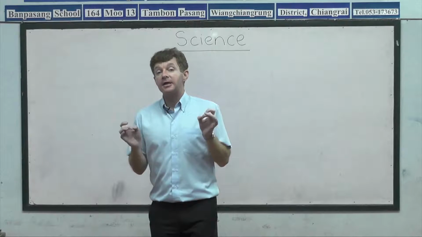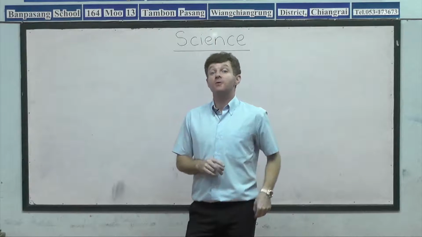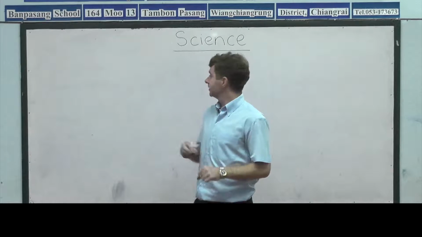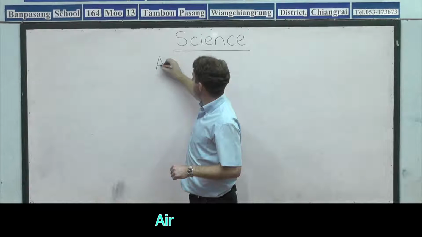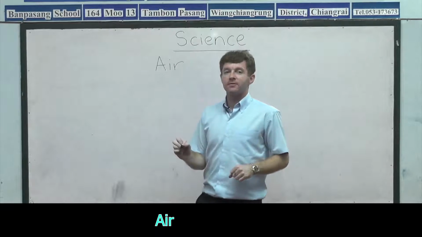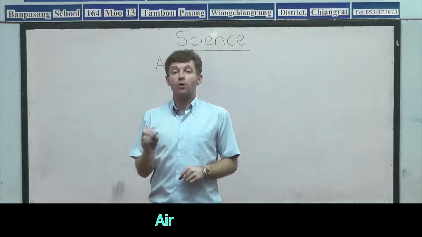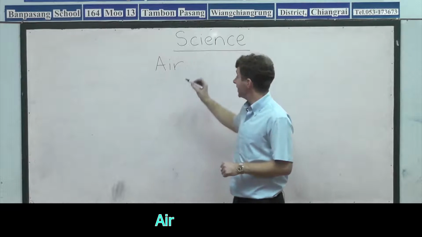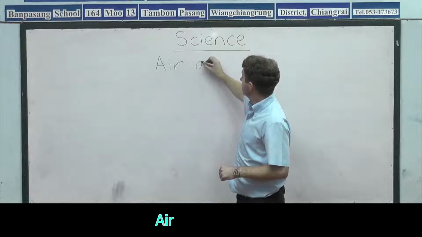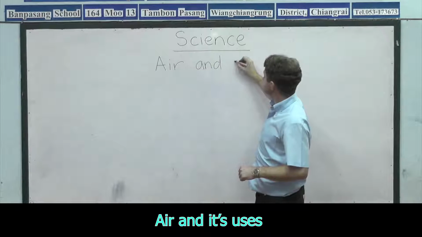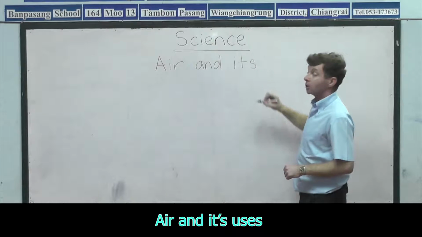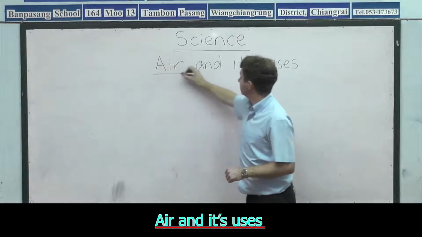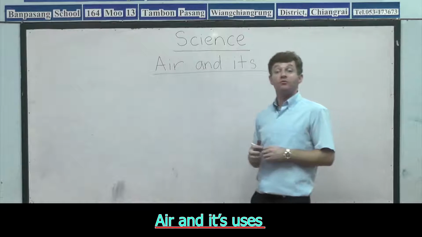So oxygen and carbon dioxide are two of the main components of air. How do we spell air, guys? A-I-R. Excellent. In today's lesson, we're going to look at air and its uses. So we'll write that phrase: air and its uses. U-S-E-S. Excellent, guys. Air and its uses.